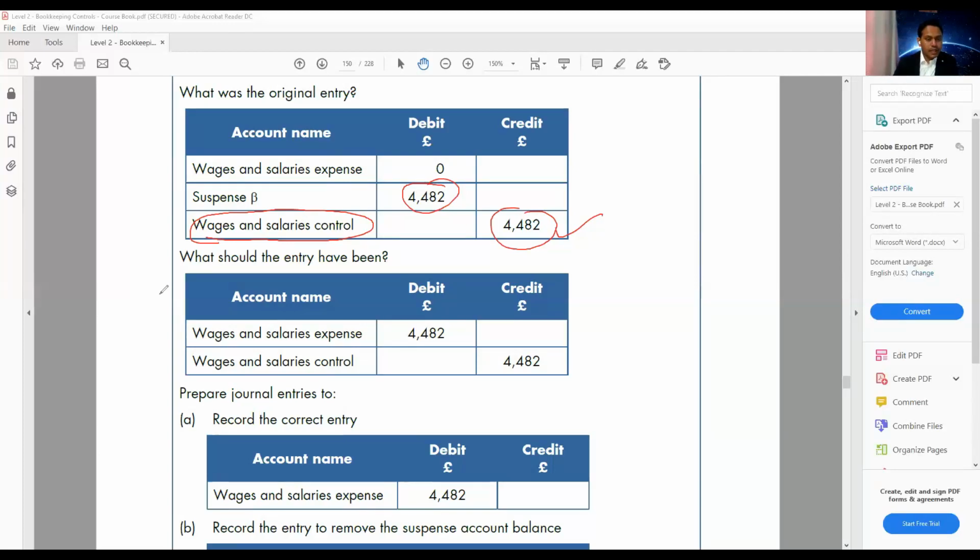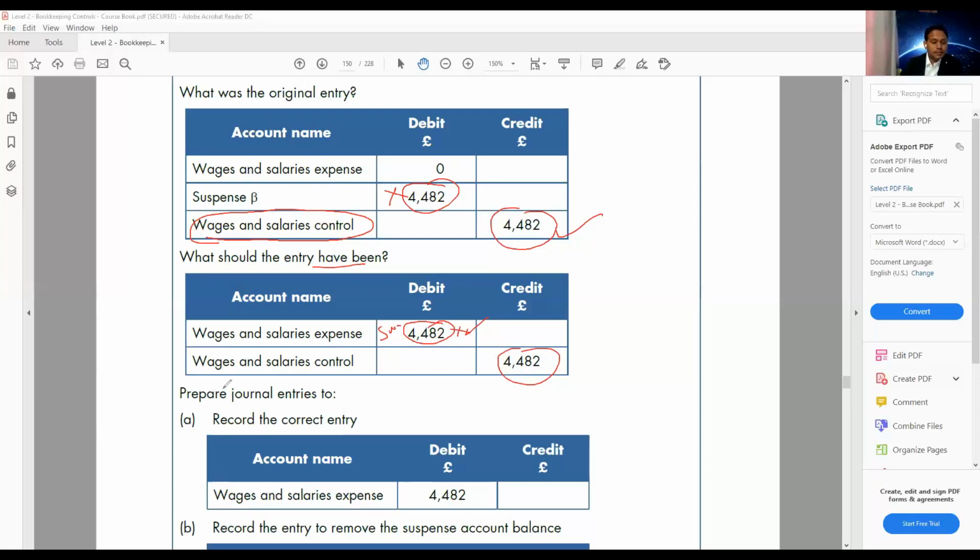What should the entry have been, the correct one? The entry should have been wages and salaries expense debit, wages and salaries control credit. But we didn't write this one, isn't it? That's why the suspense was created on this side. So now I know this one. If I find a mistake, how are we going to correct it? I'm going to record this one and remove the suspense. Suspense cannot stay on the accounts for long.